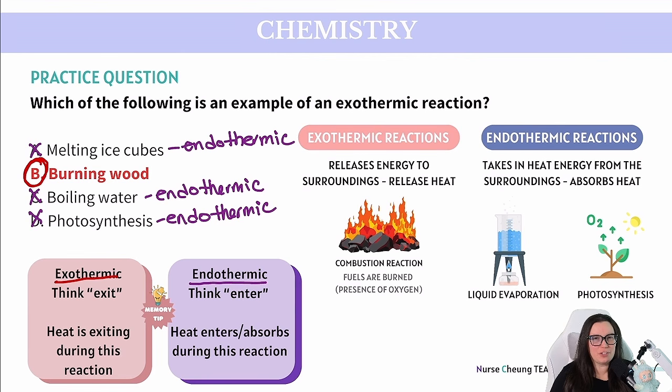So this one's a little bit of a tricky one, right? What's interesting about photosynthesis is it is actually an endothermic chemical reaction. Plants are actually going to absorb light energy to build up glucose. It requires energy input from the sun in order to make that happen, making it endothermic.